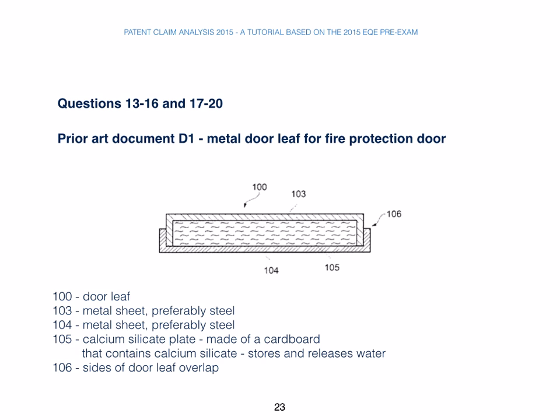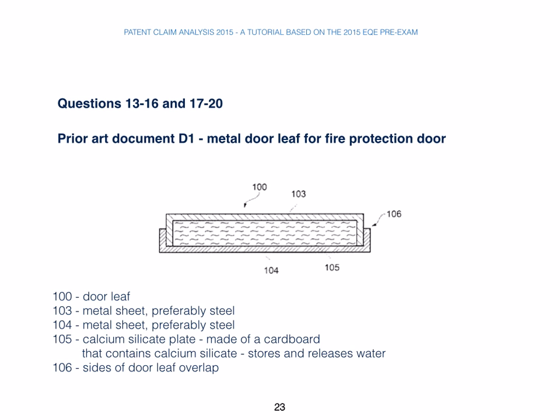This is document D1. I've put down the names of the parts on the drawing of D1. Here is the drawing. It's a metal door leaf for a fire protection door. You need to read D1 fully, and we'll skip through it together. D1 paragraph 1 relates to door leaves for fire protection doors and states that they have to withstand fire for a sufficient time.